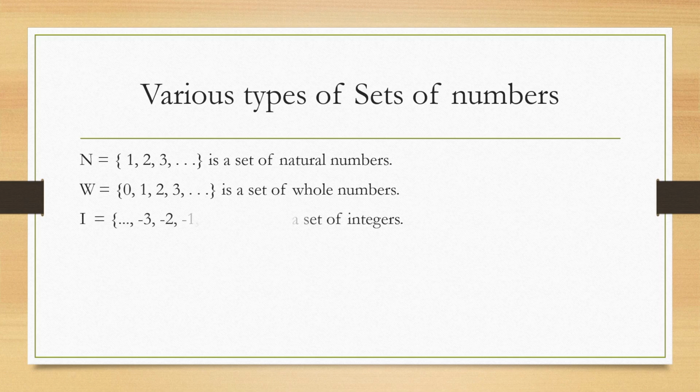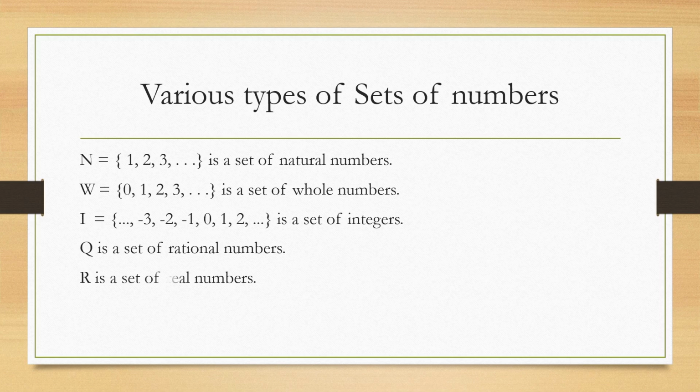Next, I means integers. I = {..., -3, -2, -1, 0, 1, 2, ...} is a set of integers. I have already explained what integers are and various types of integers in class 6. The video link I will give in the description. Q is a set of rational numbers, means Q is represented as rational numbers, and R is a set of real numbers, means R is represented as real numbers.